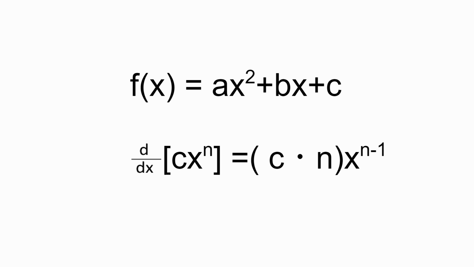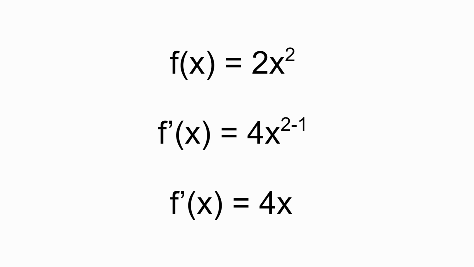You have to take the original value of the exponent and multiply it with x while subtracting 1 from the original value of the exponent. So let's try it out with an example. The example we are going to use is f of x equals 2x squared. So to do that, we have to multiply 2x by 2, which is the exponent for x. After that, we have to subtract 1 from the original value of the exponent. So the answer should be f prime of x equals 4x.